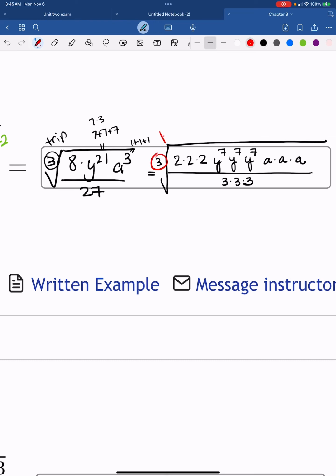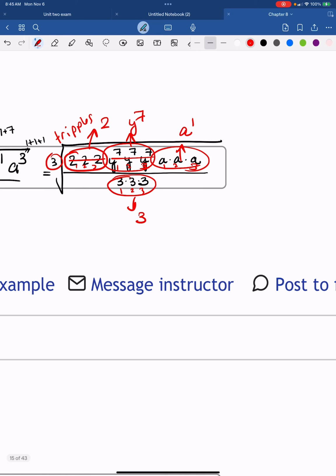So we're looking for triples. 1, 2, 3. 1, 2, 3. And 1, 2, 3. And down the bottom, 1, 2, 3. So this one, there's no leftovers. So it just reduces to 2 times y to the 7th times a to the 1 all over 3.